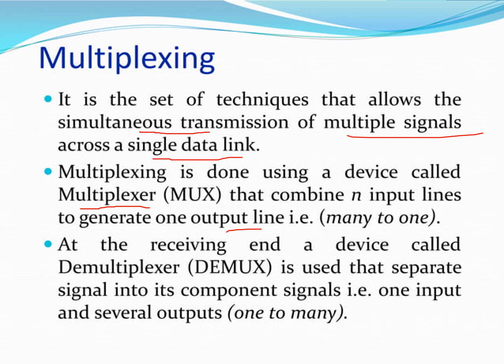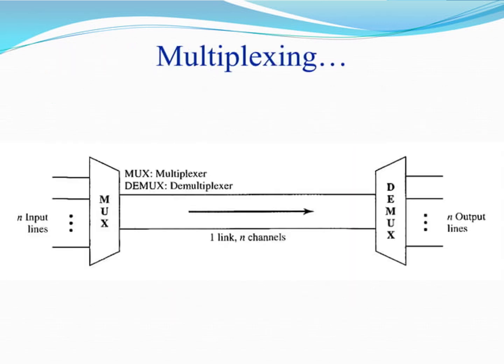So we use the demultiplexer. A demultiplexer is a device that is used to separate signals into component signals. So it has one input and several outputs. This is how the overall multiplexing and demultiplexing works. Here we have n number of input lines, all combined together in a single link, where we can transmit n channels, and at the demultiplexing end the links are automatically separated. So this is the concept of multiplexing.